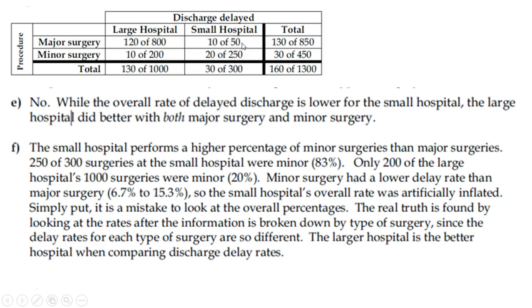Overall, of the large hospital's 1,000, 200 are dealing with minor surgeries, which isn't even that much in the first place. Minor surgery had a lower delay rate for them. So that's one reason. The real truth is found by looking at the rates after the information is broken down, which is often the truth about most data.